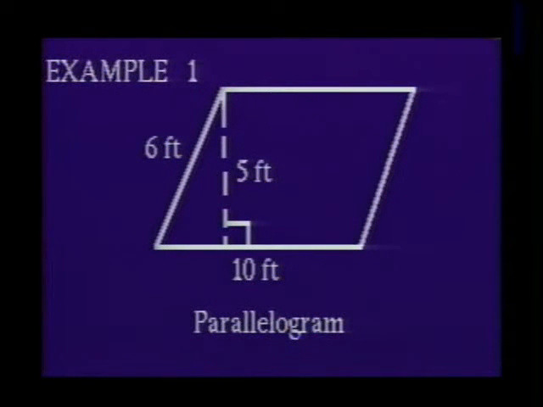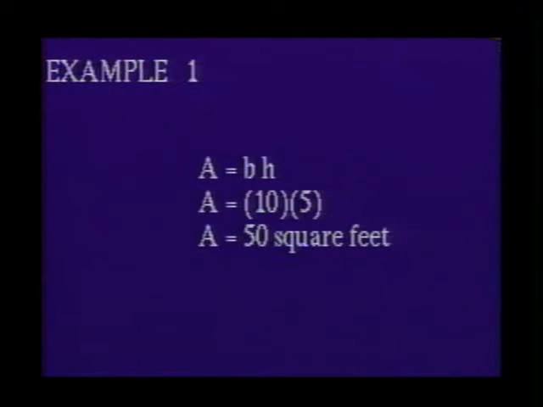Example 1. Find the area of the given figure. Before we can calculate the area of the figure, we must first identify the figure. This is a parallelogram. Recall that the formula for the area of a parallelogram is A = B times H, where B is the base and H is the height to that base. In the given figure, the base is 10 feet and the height is 5 feet. Substituting these values into the formula, we get A = 10 times 5. Solving for A, we get A = 50. Thus, the area of the parallelogram is 50 square feet.